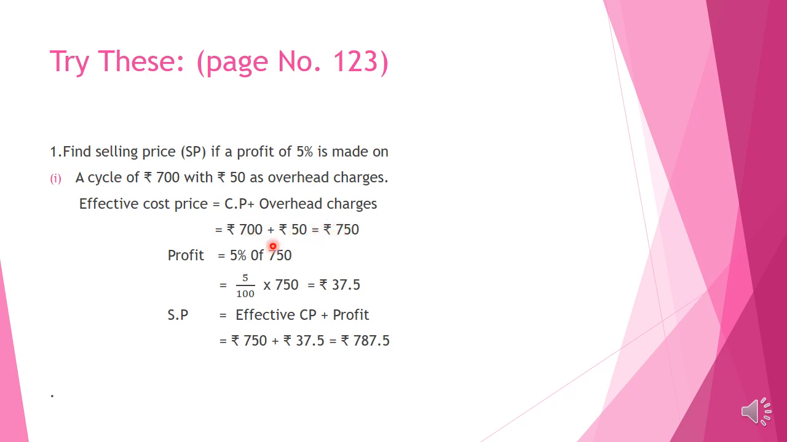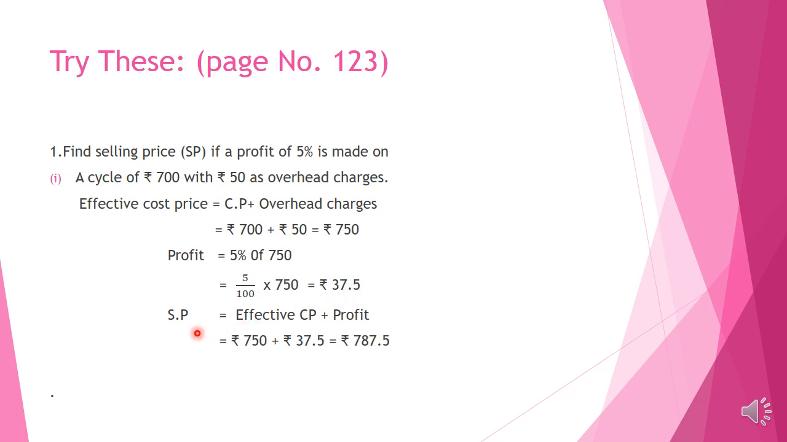Okay, and what is the profit? Profit is 5% of CP, and CP is 750. So 5% is 5 by 100 into 750. Here children, the 0 and the 0 in 750 get cut, and 5 in 10 goes 2 times, so 75 by 2 is 37.5. So profit is 37.5 rupees.